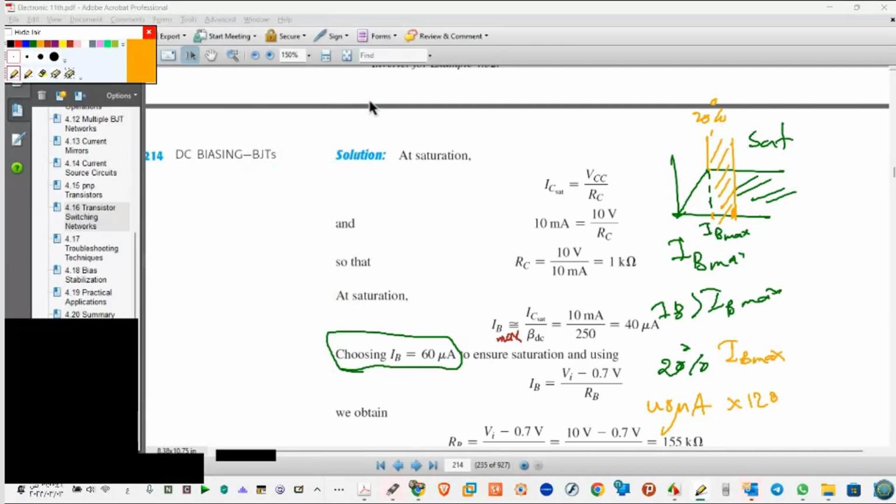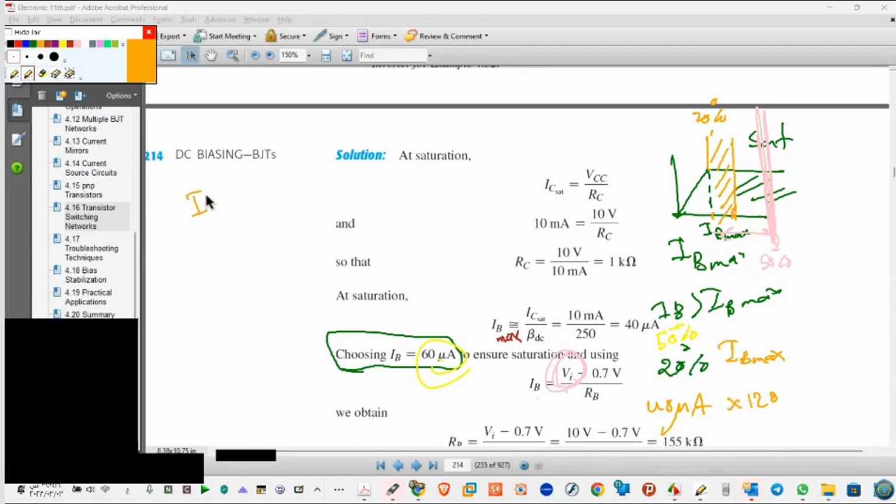Anyway, here in this example, we used not 20, we used 50%. Choose 160 milliampere. That means here I'm going to work here, not here. This point from here to here is a 50% increase. Anyway, continue. I will find IB. It is here.